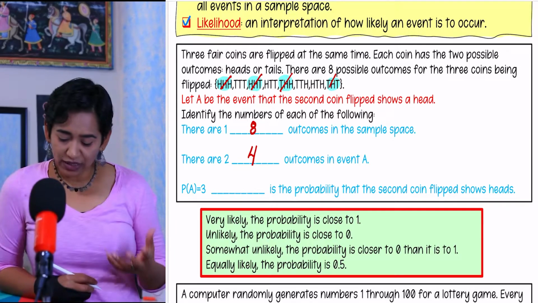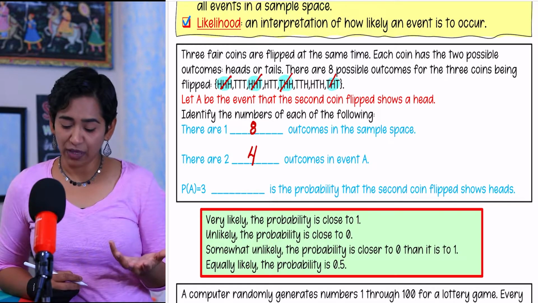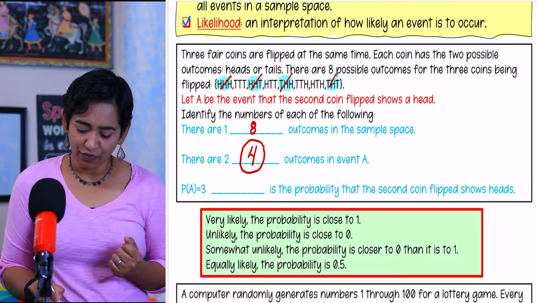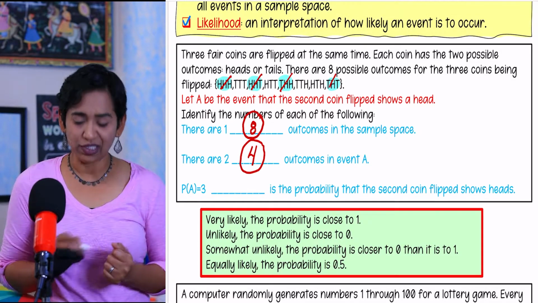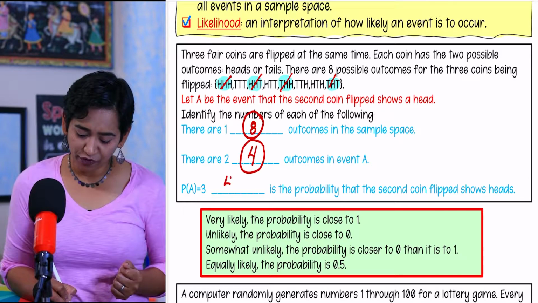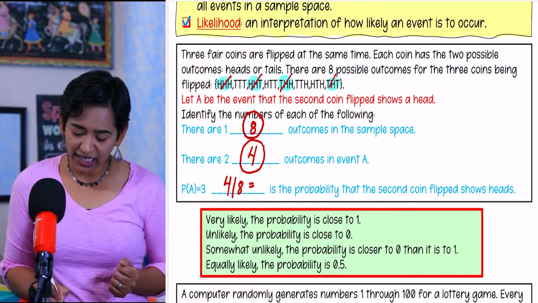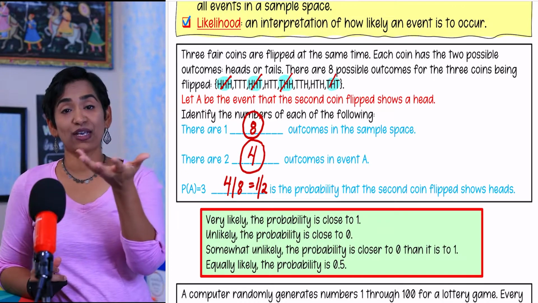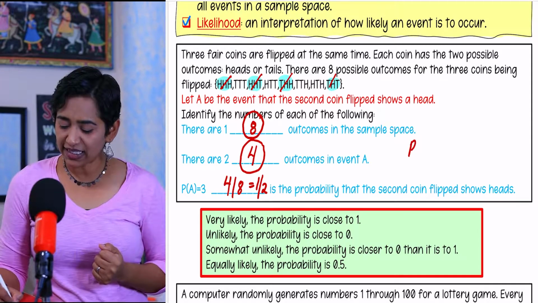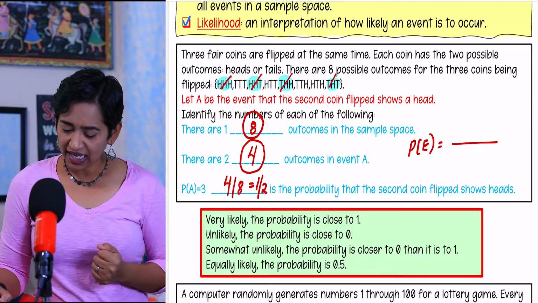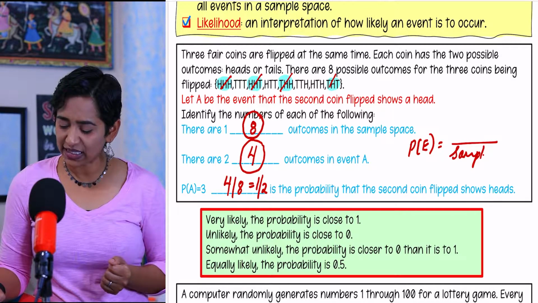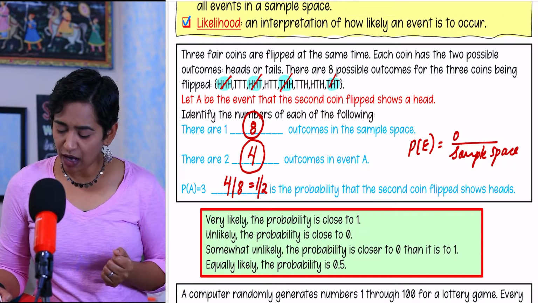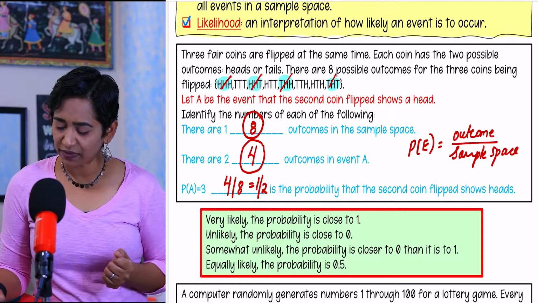Right? Now, what's the probability? Now they're asking me for the probability. Remember, probability is simply the outcomes of the event divided by the sample space. So here it is simply 4 divided by 8, which is 1 over 2. So your sample space always goes on the bottom, okay? So your probability of any event E is simply the number of outcomes of the event over the sample space on the bottom.